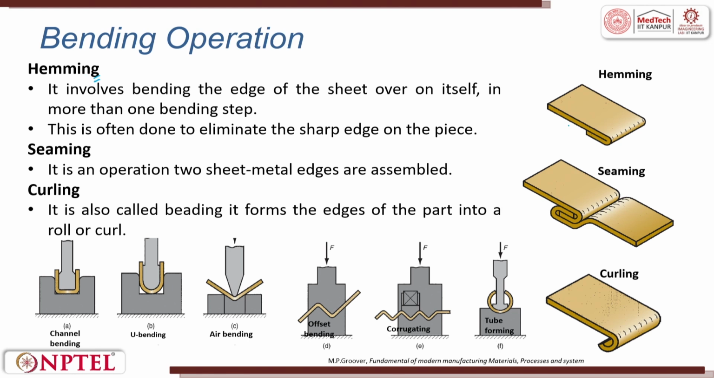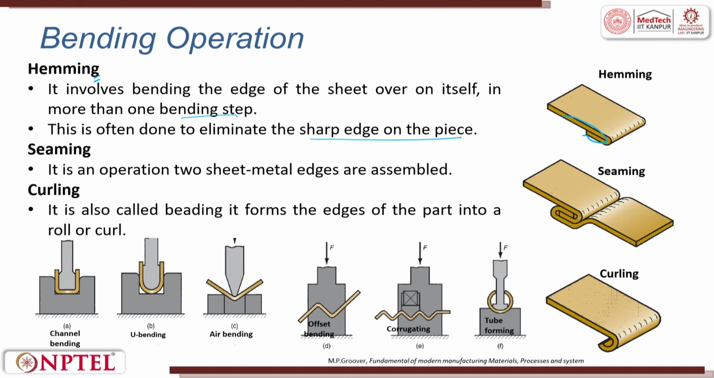Hemming. Hemming is bending, again it will try to increase the stiffness of the sheet metal. It involves bending the edge of a sheet over on itself in more than one bending step. So, we try to do this because we want to increase the stiffness. This is often done to eliminate the sharp edge on the piece.